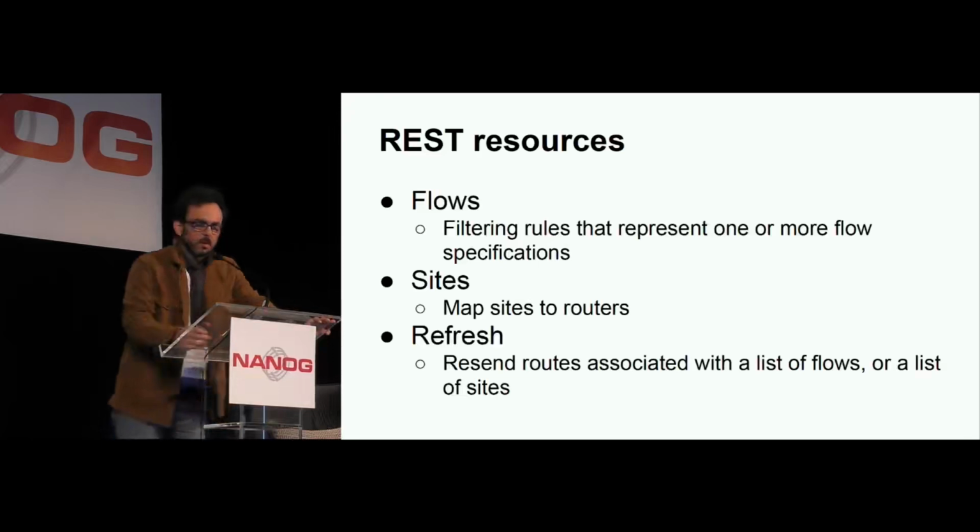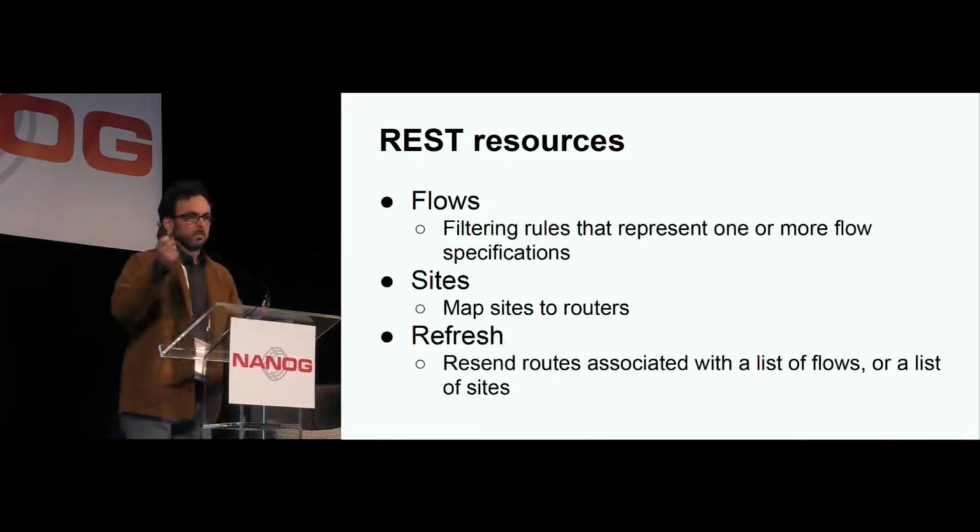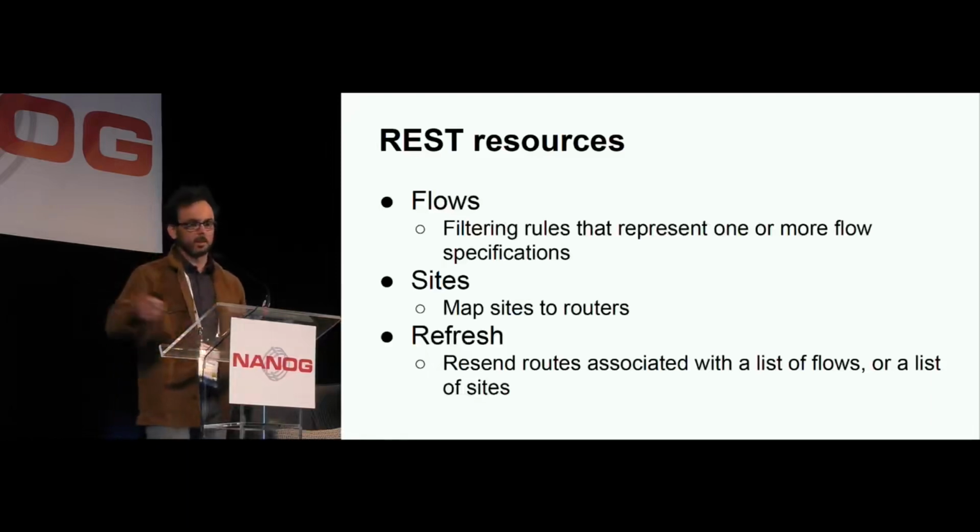The resources that we created were three, very simple. Flows, which are the specifications for those ACLs, and they actually can represent more than one flow spec. You'll see how. Then there's sites, because we didn't want to have to type all the neighbors in our commands. We created this mapping between sites and routers, so it's easier to just say, apply this to NYC instead of saying, you know, router 1, and so on.